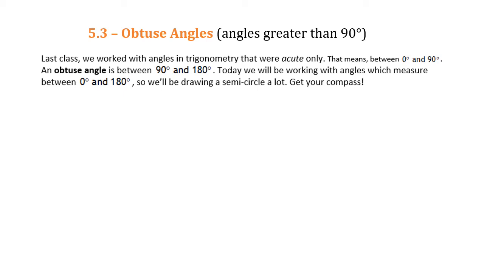So we're talking about obtuse angles. Last class we worked with angles in trigonometry that were acute only. They were between 0 and 90. An obtuse angle is the next stage over. It's between 0 and 180. Now there's more angles than that. There's reflex angles, but we're just doing a bit at a time.